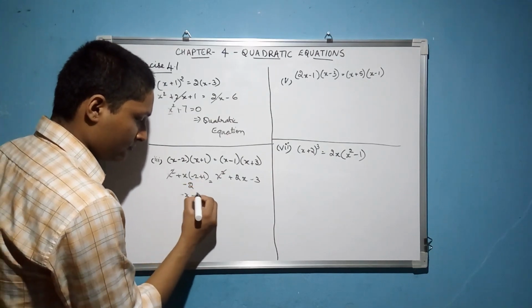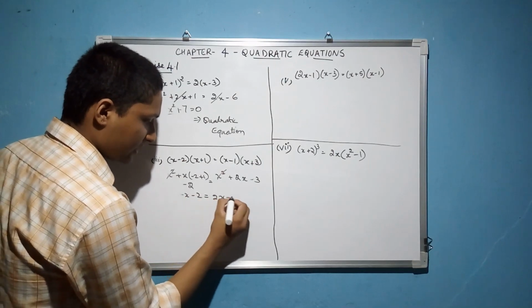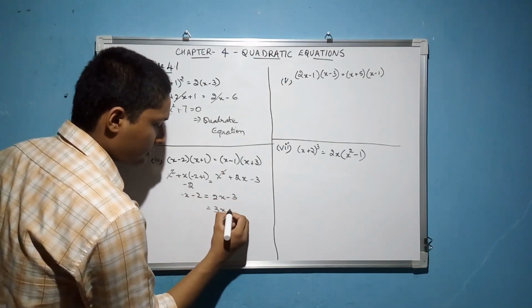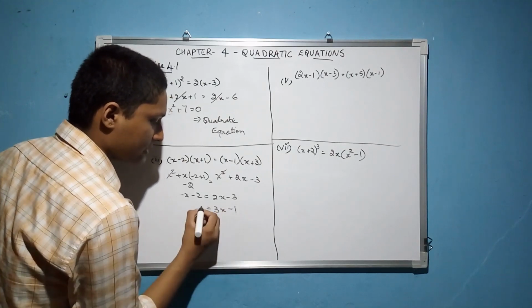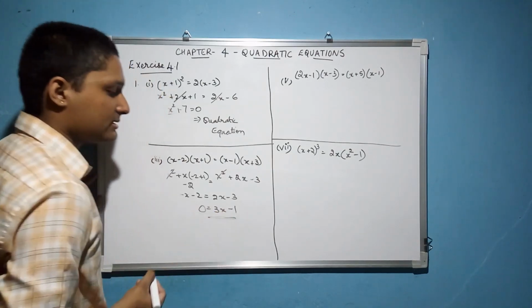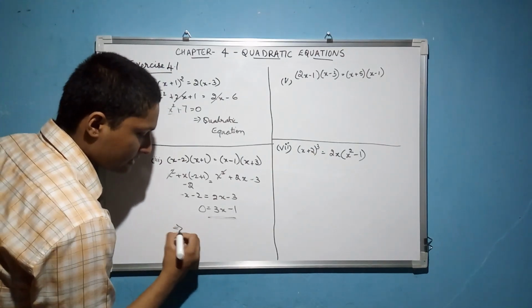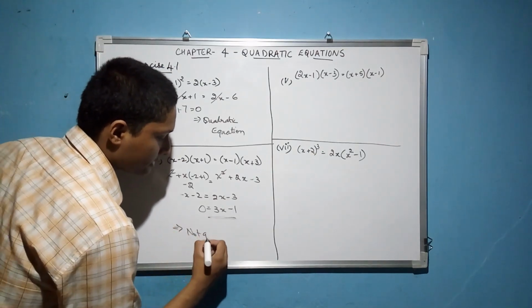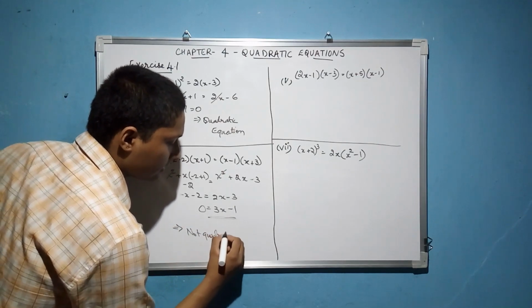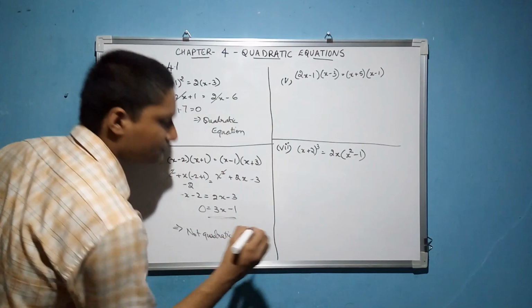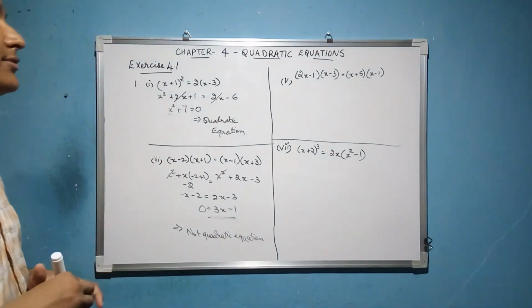Therefore minus x minus 2 is equal to 2x minus 3. If you bring it this side, it forms 3x minus 1 is equal to 0. 3x minus 1 is equal to 0, but this doesn't have an x square term at all. Therefore it is not a quadratic equation. Not a quadratic equation. This much we got. Okay, next I will move to the fifth part.